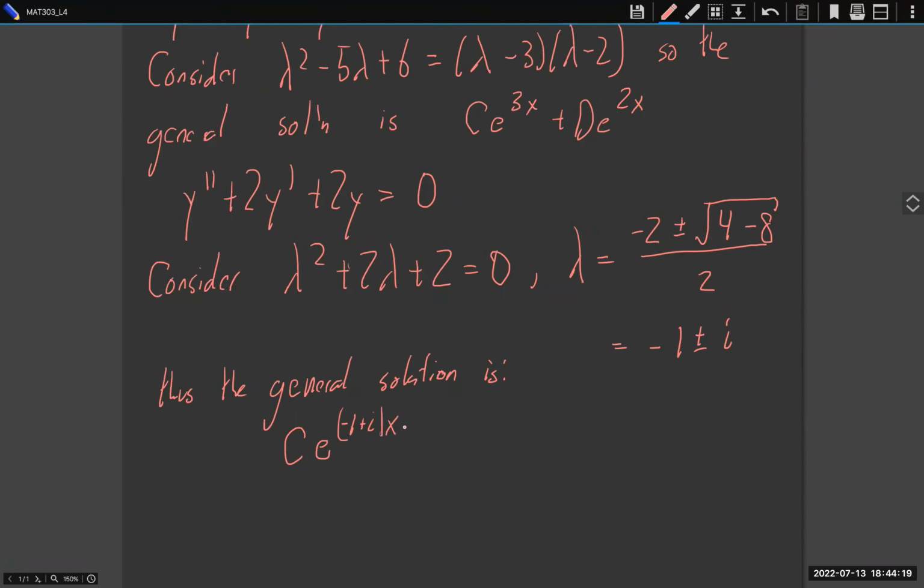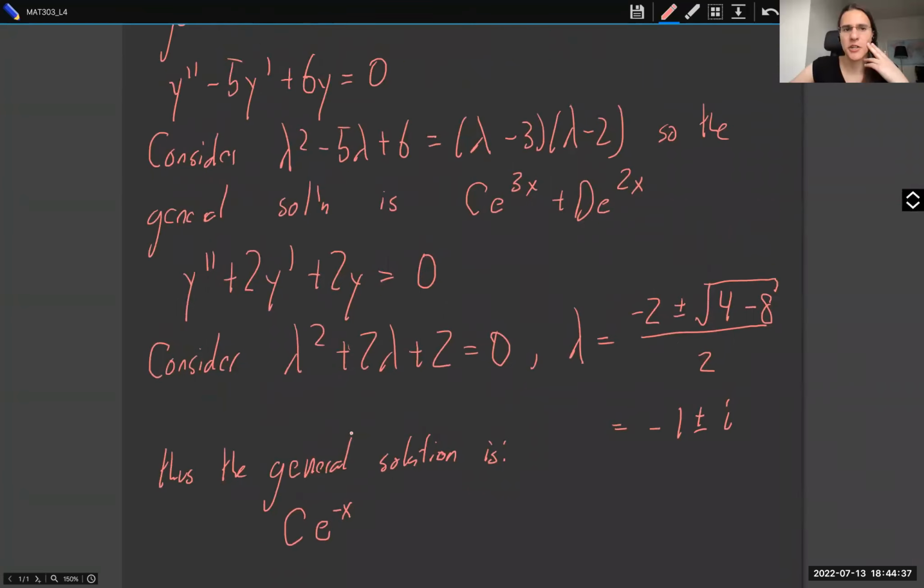Oh, okay. What's the real solution? So there's a -1, so we're going to do minus x times what? Sine 1. Back to the sine x.